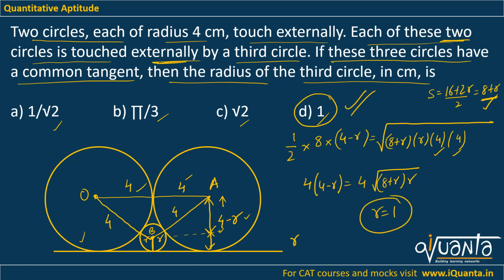1 is the radius of the third circle in centimeters. So that's it. It was an easy question. You simply had to know the area of the triangle. That was the only thing needed here. We had circles here, but there was not really any property of circle that was being used.